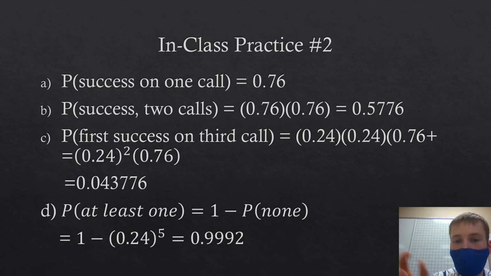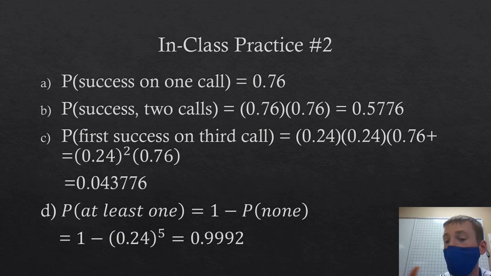So the first one, 0.76, is the likelihood that they answer. Then the second one, probability that the second one answers is 0.76. So the probability of both of them being successful is just to multiply them. In this case, 0.577, or about 57%. For letter C, if we want to know the probability that the first successful call, or the first person to pick up, is the third person he calls, we would use, again, that blank method.